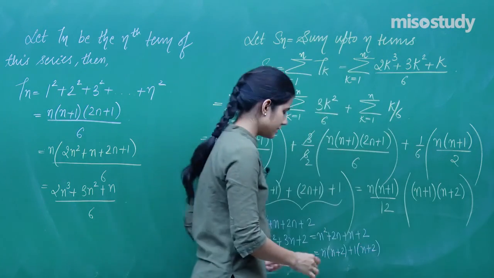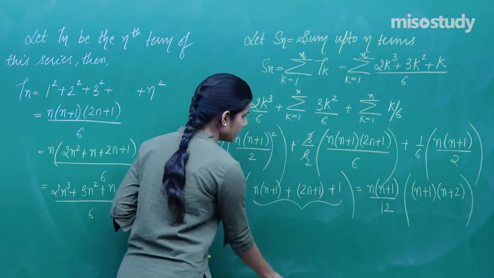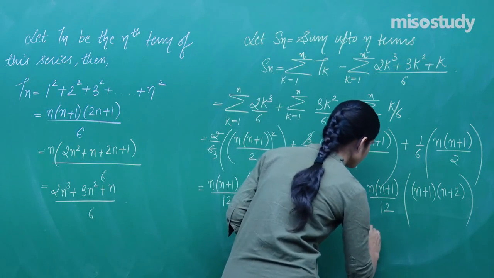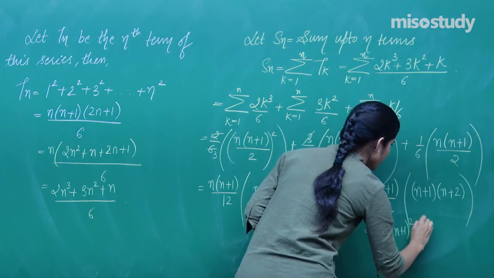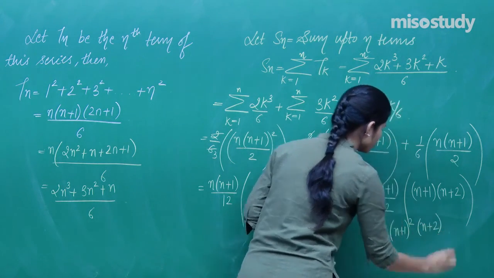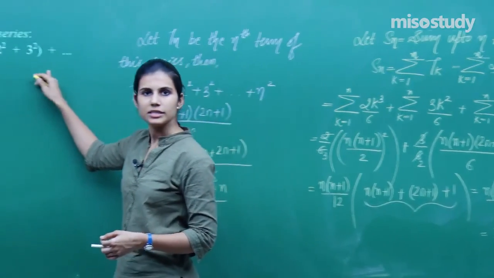When you simplify this, this is the simplification itself. And eventually your answer comes out to be n by 12, (n plus 1) square, (n plus 2), and that is the sum up to n terms of this particular series.